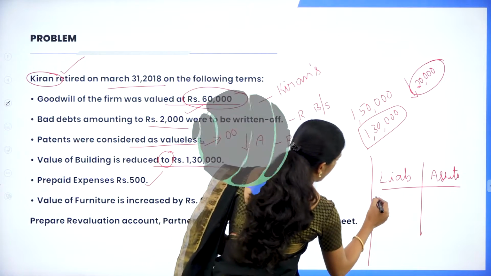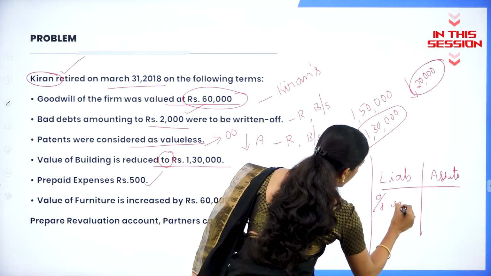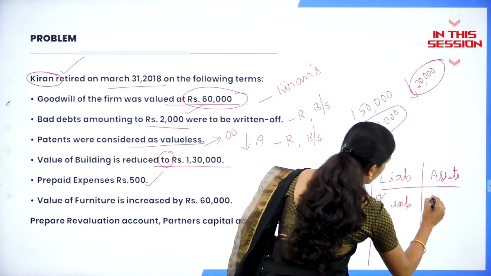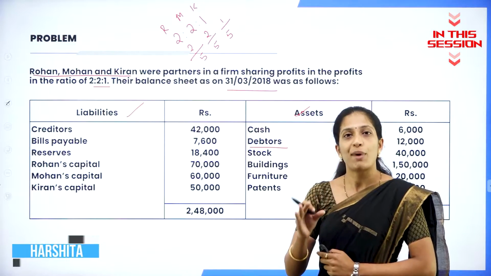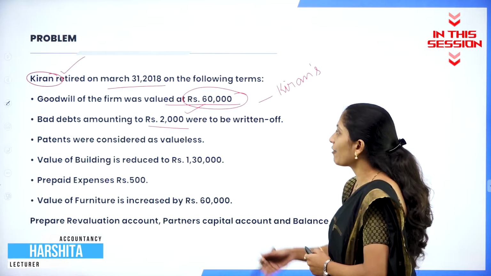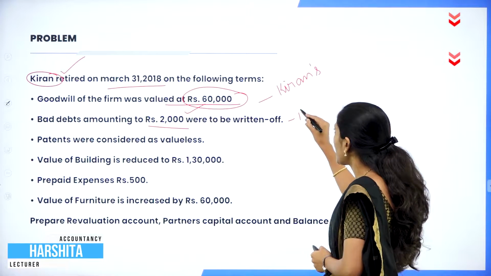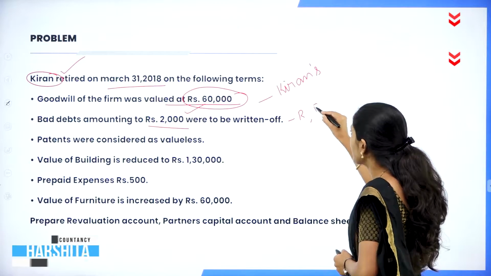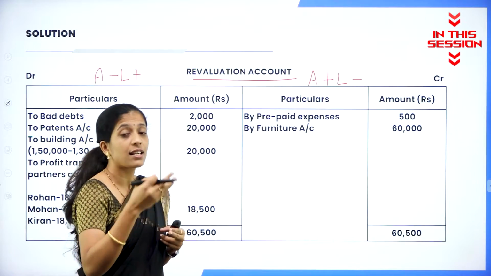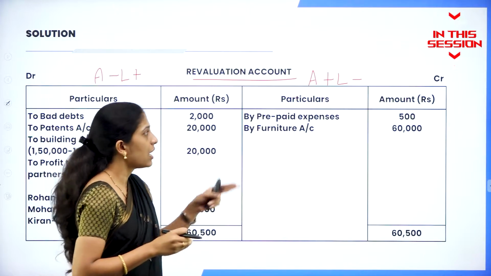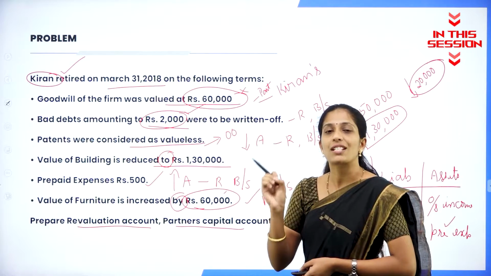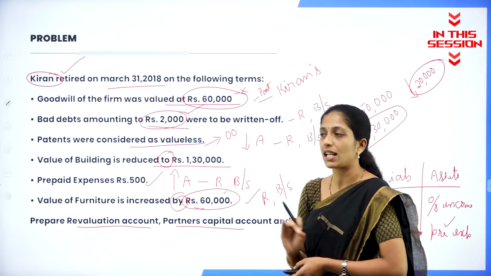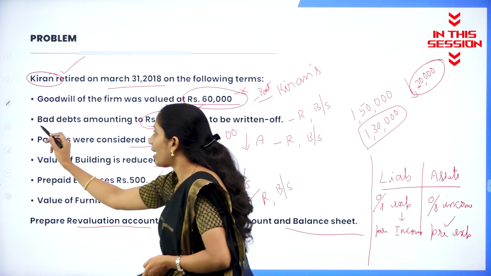So always remember, outstanding expense is a liability, then its reverse will be asset, outstanding income. What is bad debt? Bad debt is a liability, so we have to take this in revaluation account as well as in the balance sheet. If any assets value have increased and liability value have decreased, you are going to record in the credit side. So anything which is deducted from debtors is liability, so bad debts is a liability.